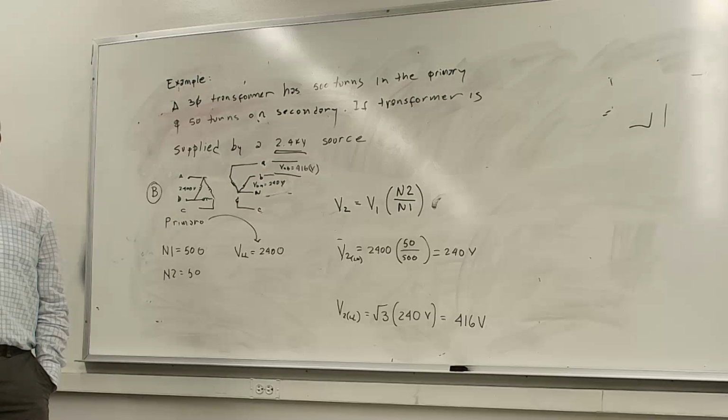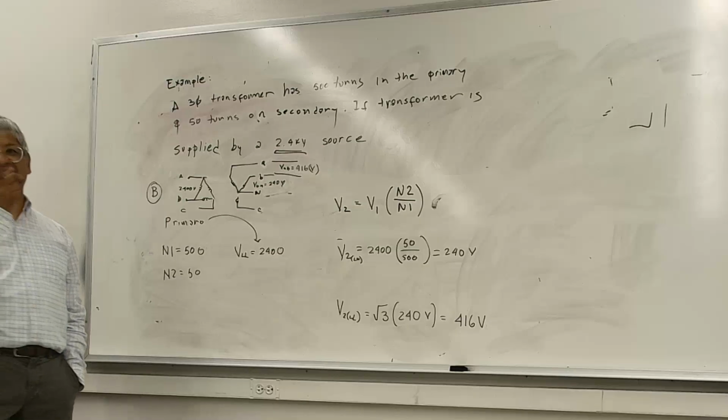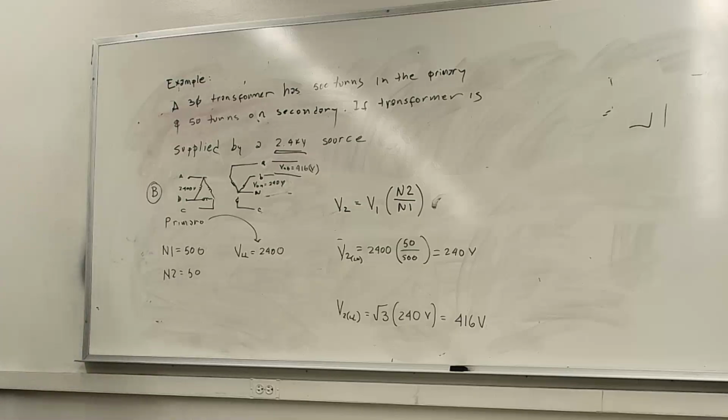Actually, there was a student who told me they were asked that question at Edison in an interview. If I give you a three-phase voltage and I tell you the voltage is 12 kilovolts, is that line to line or line to neutral? If they don't tell me otherwise, it's always line to line. Don't forget that.